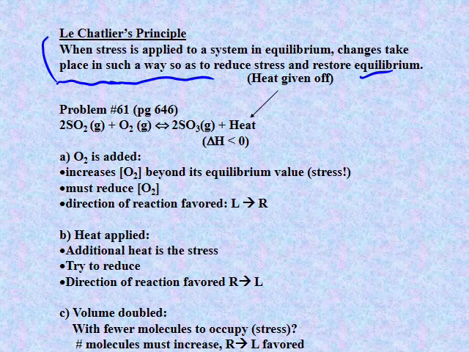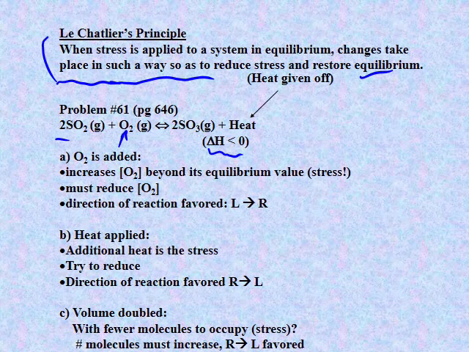Now, let me explain this to you by going over problem number 61 from page 646. This reaction is given: 2SO2 plus oxygen giving 2SO3 and heat. That means it's an exothermic reaction, heat is given off. How do I know it's an exothermic reaction? Because delta H is negative. Delta H negative means heat is given off. Now part A. Say it was in equilibrium. You're adding oxygen.